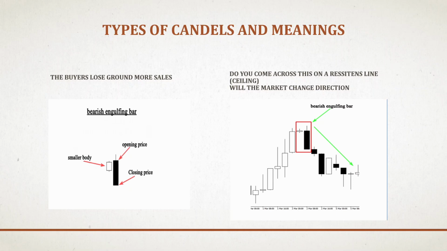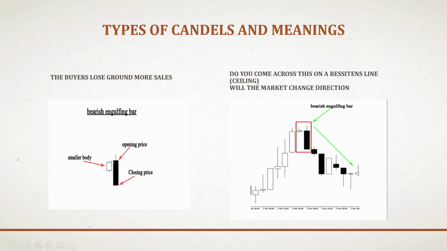On the left side we have a bearish engulfing bar. The buyers are losing ground, there are more sales than buying. We see two candles beside each other. If we pick a day time frame, you see a smaller body and a big body that engulfs it, so it eats it up, and this means that the price action could change direction.